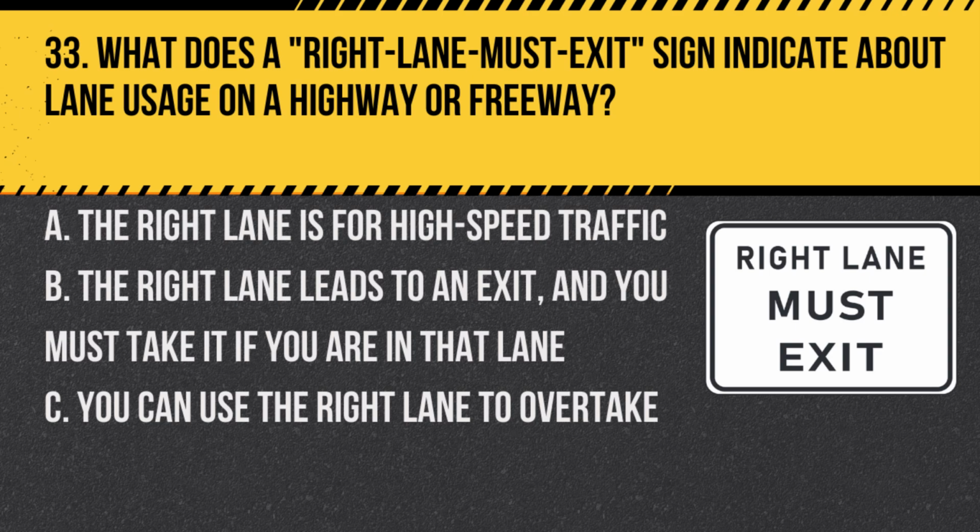Question 33. What does a right lane must exit sign indicate about lane usage on a highway or freeway? A. The right lane is for high-speed traffic. B. The right lane leads to an exit and you must take it if you are in that lane. C. You can use the right lane to overtake. Answer: B. The right lane leads to an exit and you must take it if you are in that lane. Be prepared to exit if you are in the right lane.